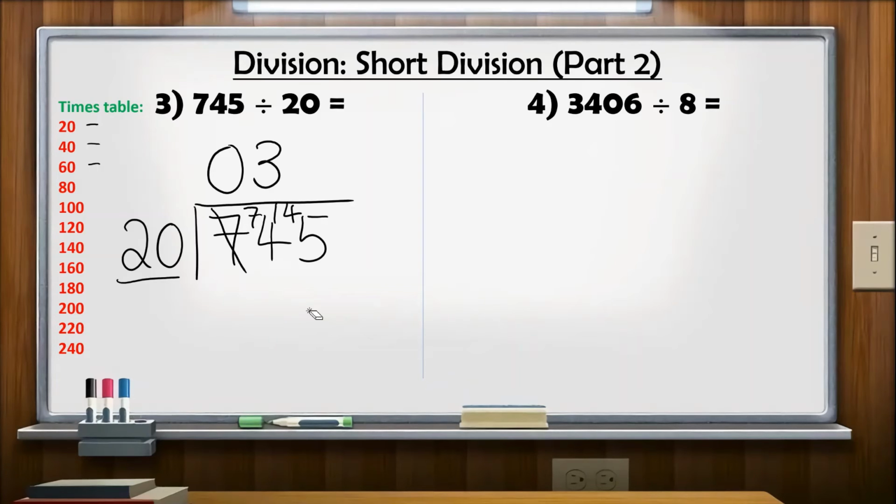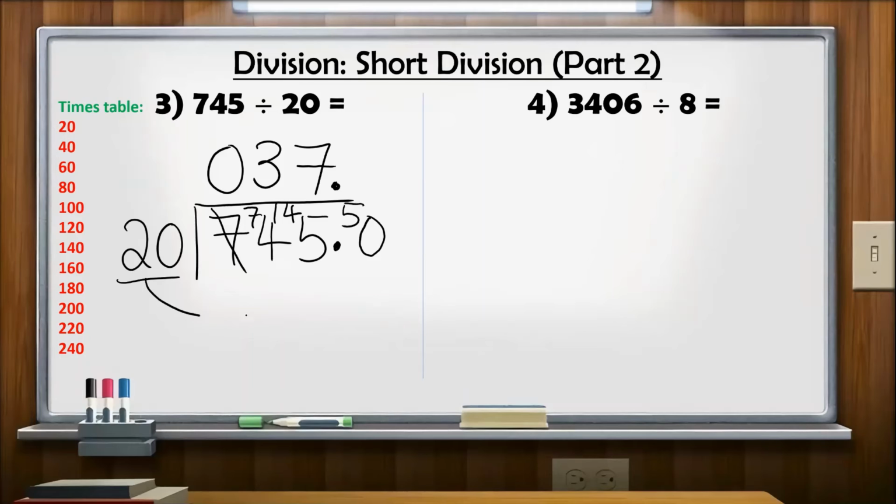So my 5 now becomes 145. So again, I'm going to ask myself, how many 20s can I take out of 145? And using my times table, I can see it's 1, 2, 3, 4, 5, 6, 7. And I have a remainder of 5. Now, as we did for our previous examples, this is where I bring in my decimal points because I have run out of digits to carry my numbers over to. So once I have drawn out my decimal points, I'm going to accompany it with a placeholder.